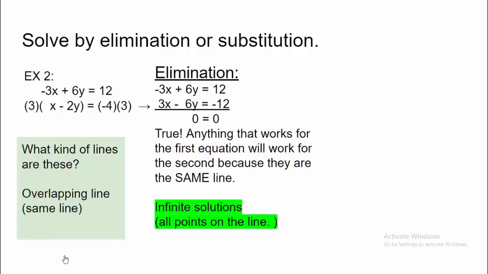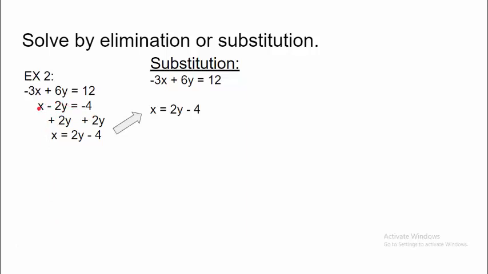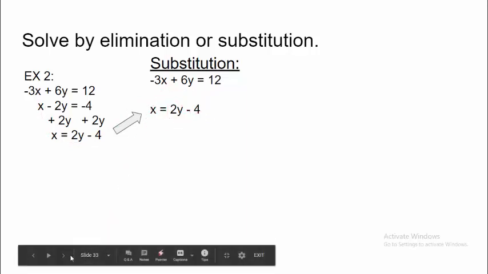These are overlapping. Okay, if you do the same thing by substitution, you're going to have to take probably the second equation and solve for x. That seems to be the easiest variable to solve for. Here we go, x equals 2y minus 4. And then we're going to take this and substitute it in where the x is.